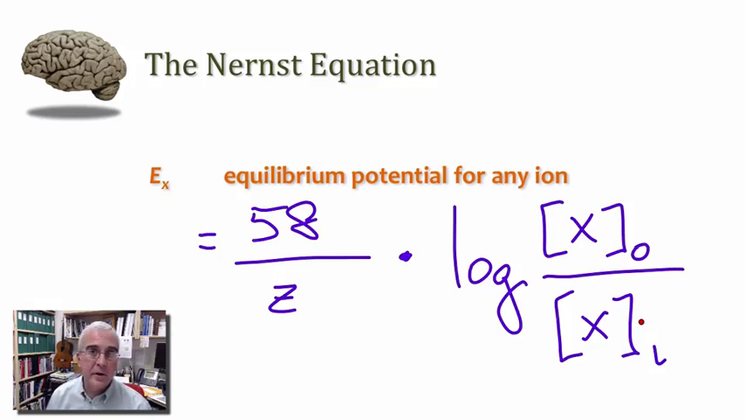Now, let's start in a very simple situation. Imagine we're dealing with an ion like potassium, so the valence term is actually 1. So now we can just imagine that the equilibrium potential for potassium is going to be 58 times the log base 10 of the concentration gradient. And to keep the math simple, for every 10-fold change in concentration gradient, we can expect an equilibrium potential of 58 millivolts, with the sign of that potential having to do with whether the concentration gradient favors the inside or the outside of the cell.